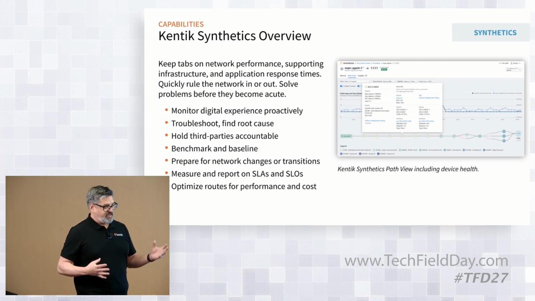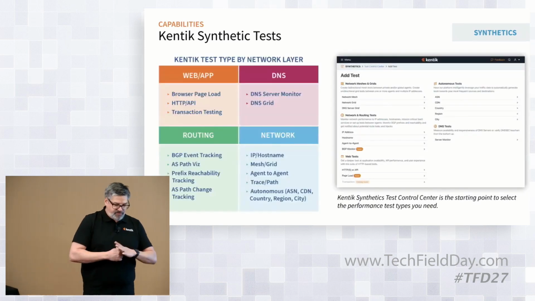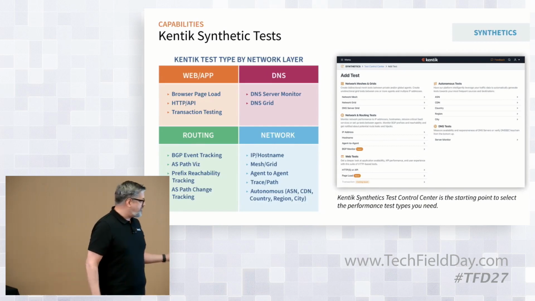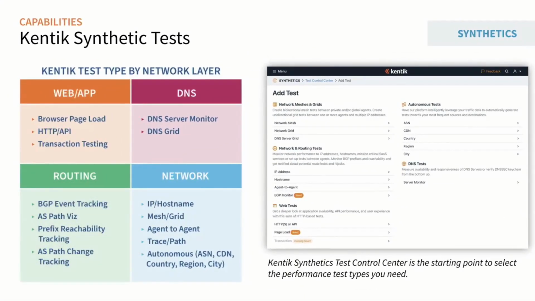Since the cloudification, and then once COVID hit, everything is sort of disparate and a lot of SaaS, very SaaS-y, I should say. So when I start talking about what types of things we do, this will give us a little bit of an idea of what these types of tests are. There's web-based testing, there's DNS testing, routing, and what we call network testing, which is essentially the ping and the traceroute and that sort of thing.